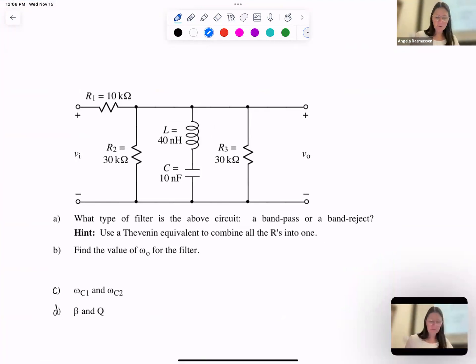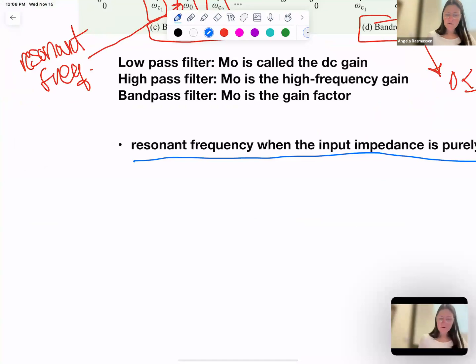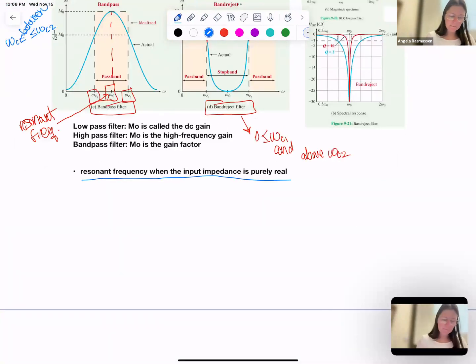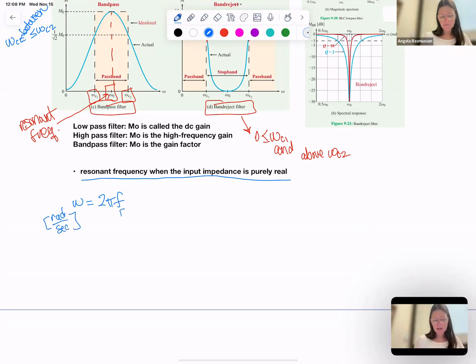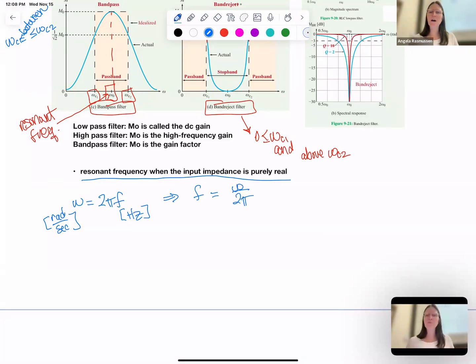Okay, other terms that you need to brush up on: omega is equal to 2 pi f. Remember that f is in hertz, and omega is in radians per second. To convert between the two, you can use this conversion. So omega is always in radians per second, and f is in hertz. To get frequency, knowing omega, it would just be omega over 2 pi.